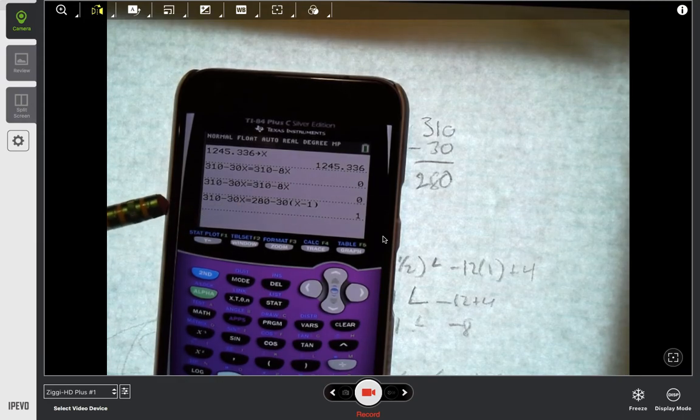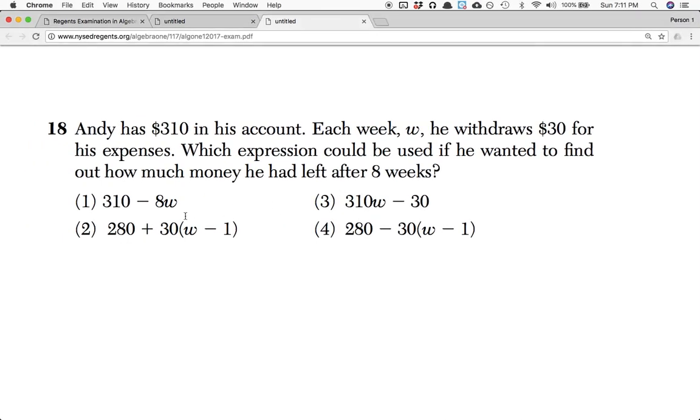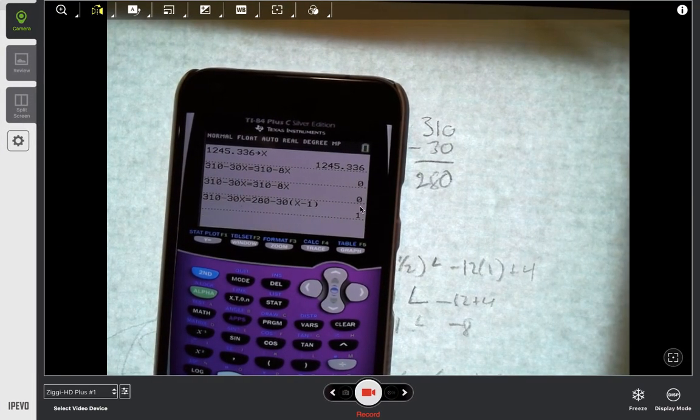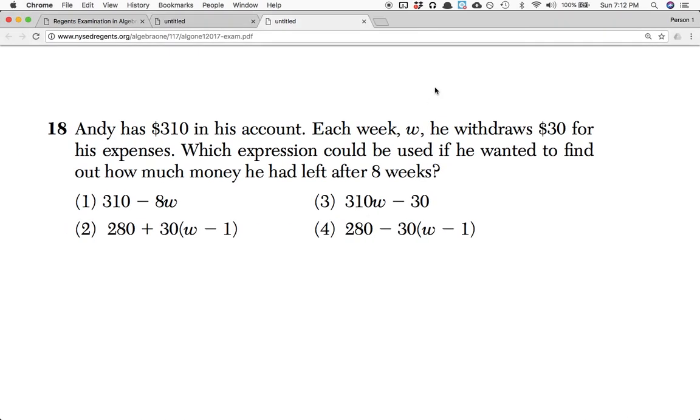So in case you didn't really understand why we had that algebra going on, you could have just checked by plugging into your test every single one of these different answers and seeing which one gives you that 1 over there. So the calculator is going to be really helpful on this exam if you know how to use it right.